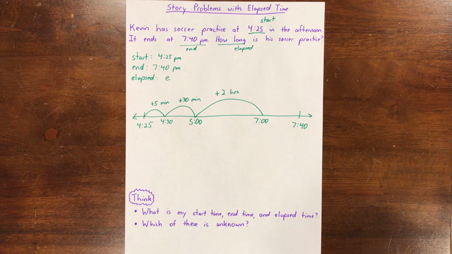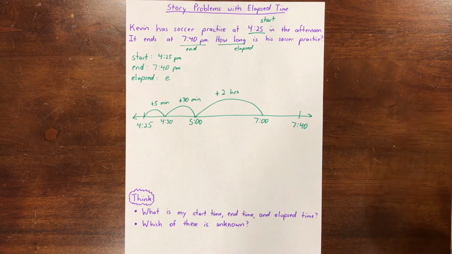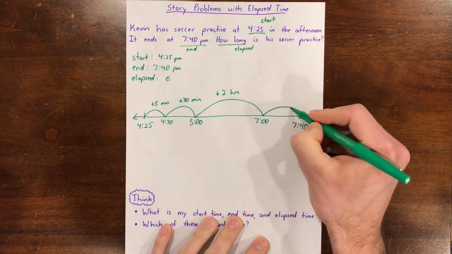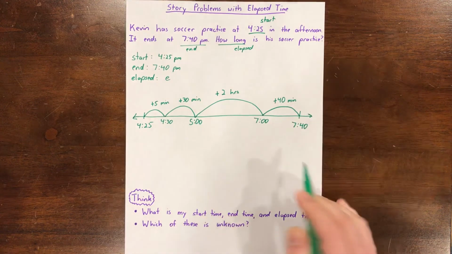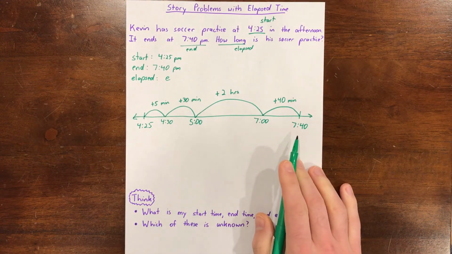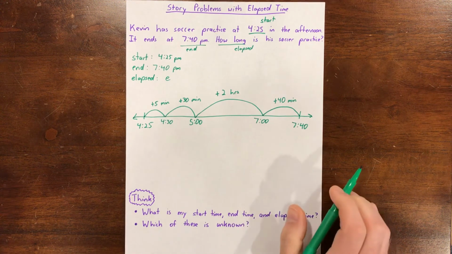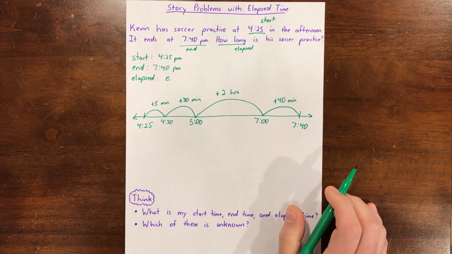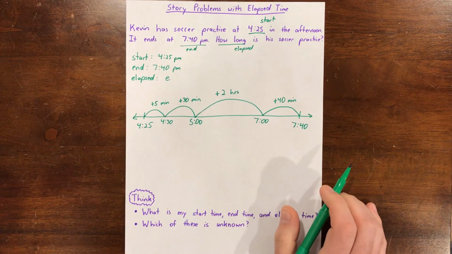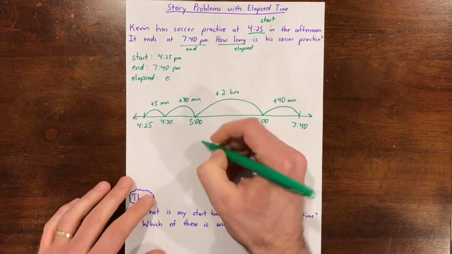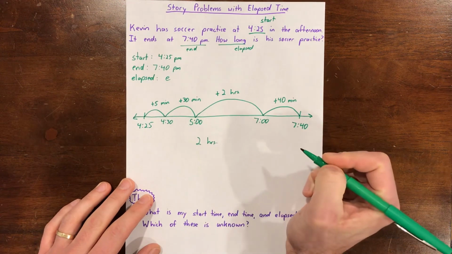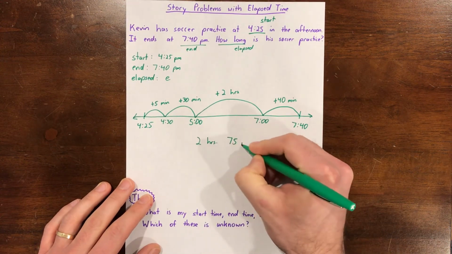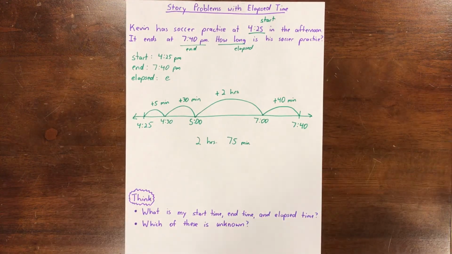All right, what would our last jump be? Say it out loud. Yes. Last jump here is going to be a jump of 40 minutes. And that's going to take us right to 7:40. Okay, so what is our total elapsed time? Say it out loud. Yeah. We've got 2 hours and we've got 75 minutes. So, should this be our final answer?